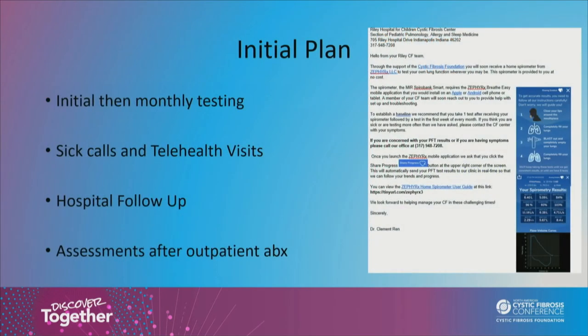So our center's initial plan is all detailed in this welcome letter that we sent out. Every patient got one of these. I can't thank our social work department enough for mailing all these out. This was just one of a number of ways that we asked our patients to follow our plan. Our plan was: you get the spirometer, we educate you, you do a test, and then you do a test once a month. We didn't want to be super specific. We just said, in the first week of the month, do a test, and we'll look at it and keep track, get a nice baseline, and keep track of their lung function that way.